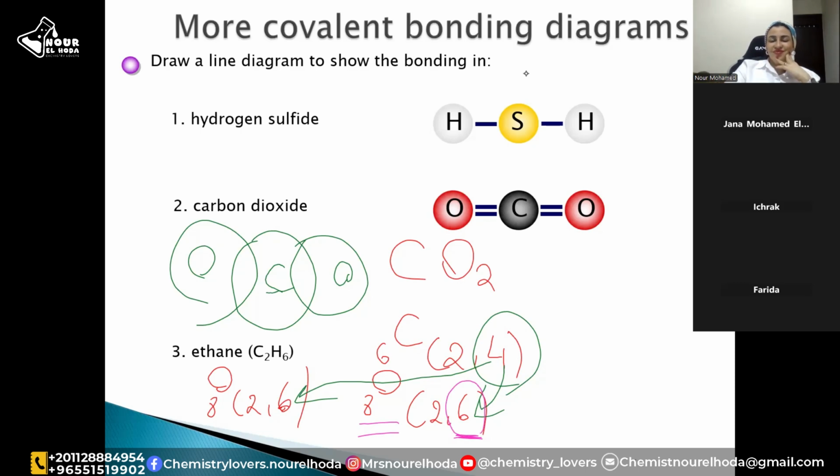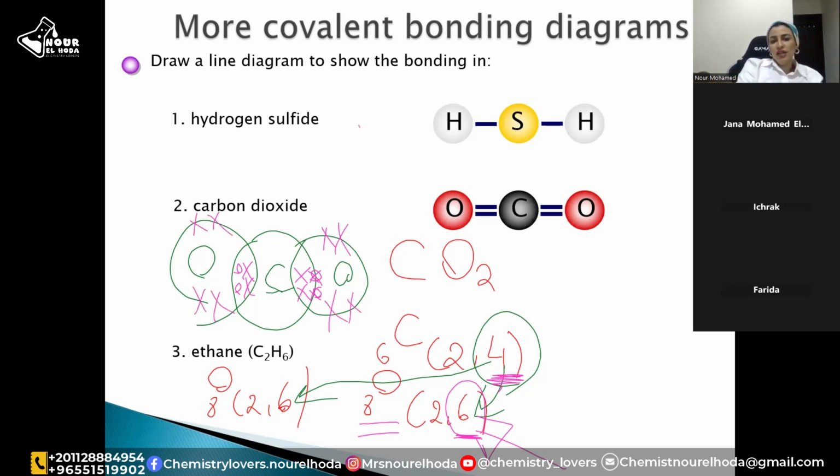Okay. That's why I always tell you to do the configuration first. Don't just jump in. As I said, for the carbon I have 4, so I need to share by 4. I will share here by 2 and here by 2. Then for every oxygen, how many more does it need? It had 6 electrons. I shared by 2, so it still needs 4. That's why I put 4 here and 4 here.